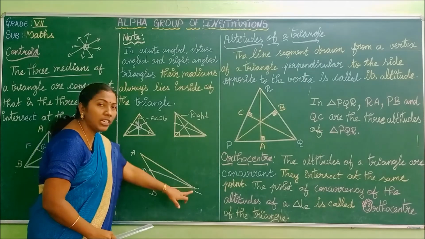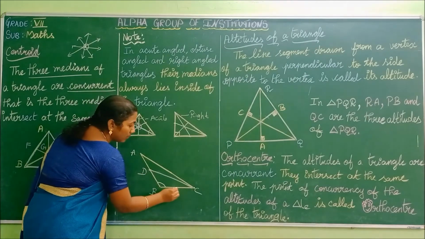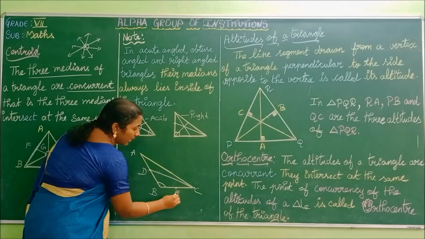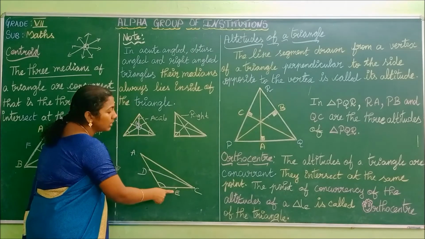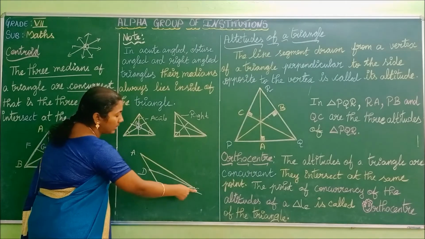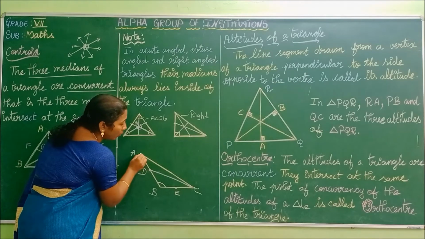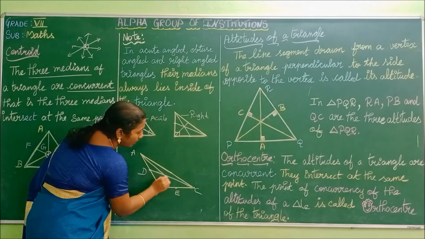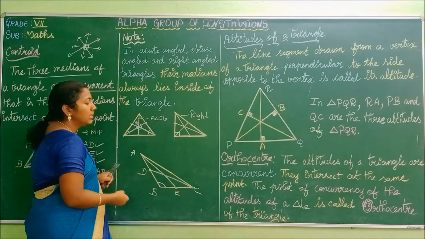Similarly, which is the midpoint of BC? I think that this may be the midpoint of BC. I name it as E. Which is the opposite vertex of the side BC? A. So we are going to join the vertex and the midpoint of its opposite side.